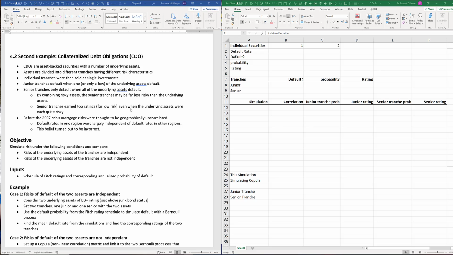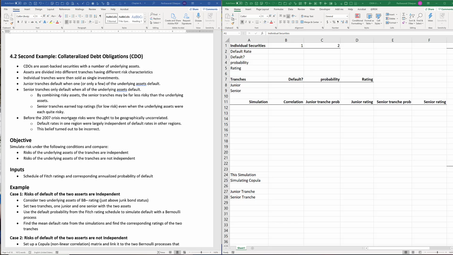But one of the major assumptions, whether explicitly made or implied, was that the default outcomes of the underlying assets are all independent. The performance of one asset is not going to in any way be similar to another asset in the same tranche, and that is the Achilles heel that caught them. Senior tranches earned top rating for low risk, even though the underlying assets were quite risky.